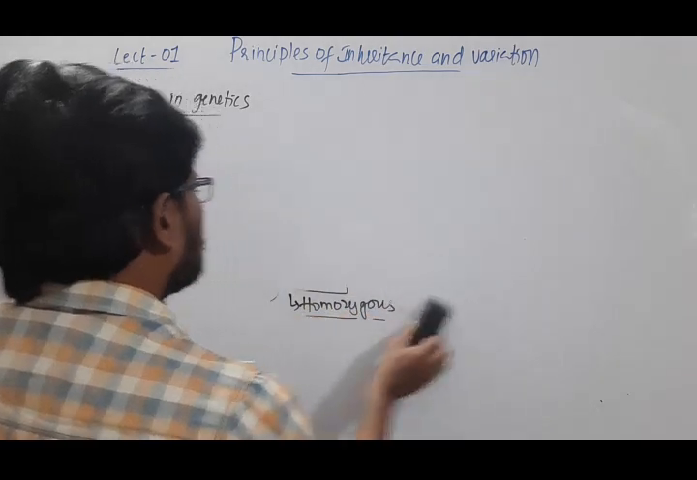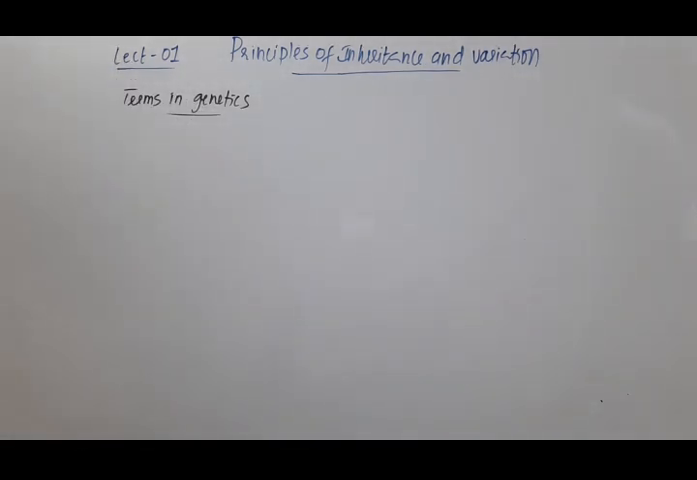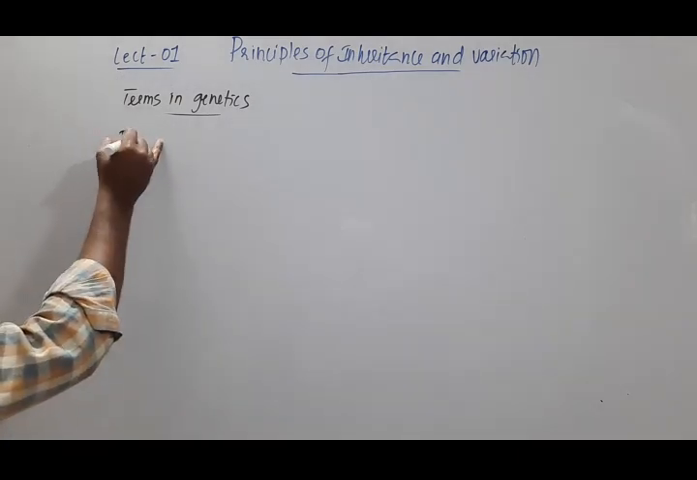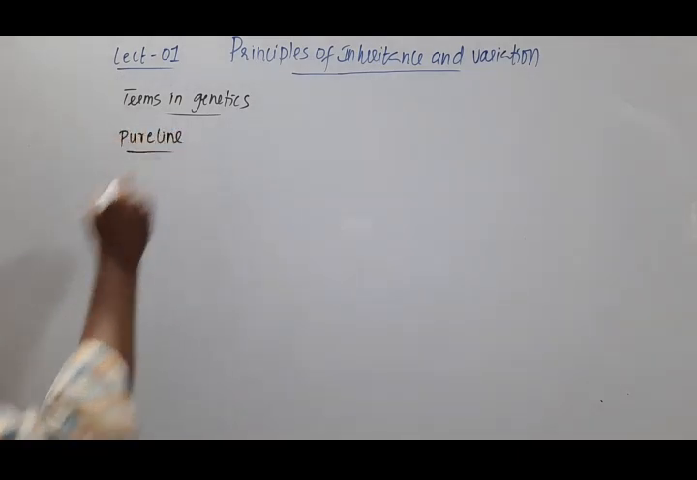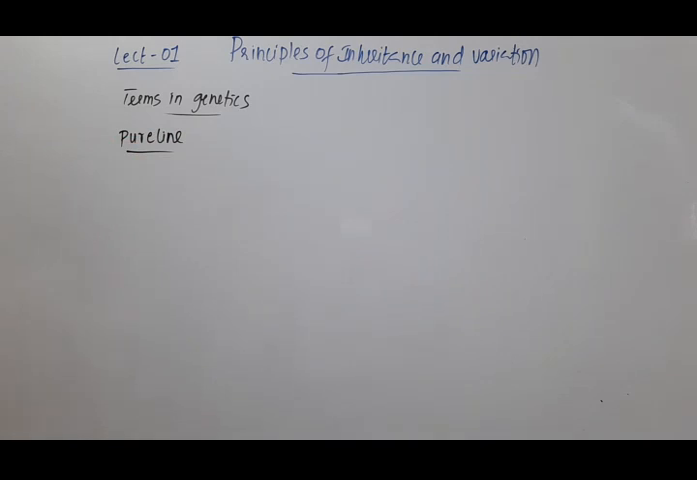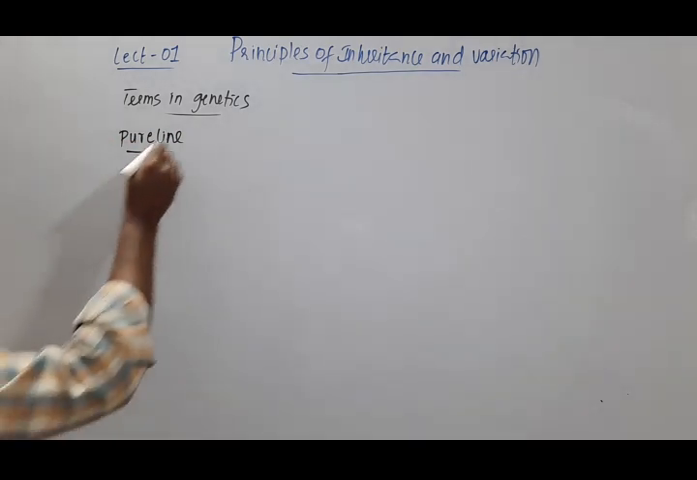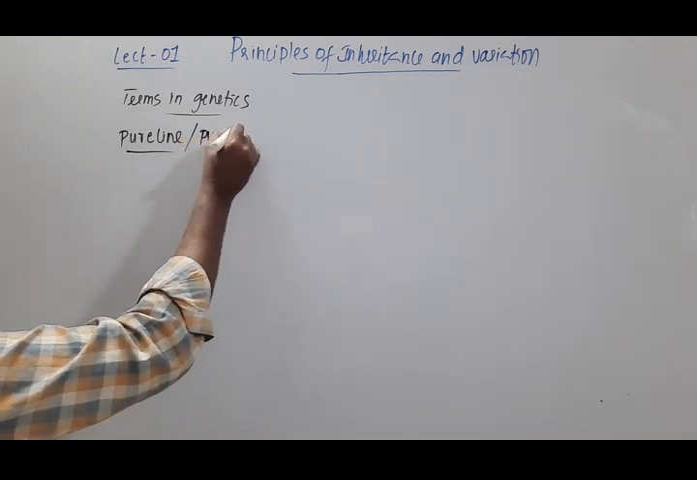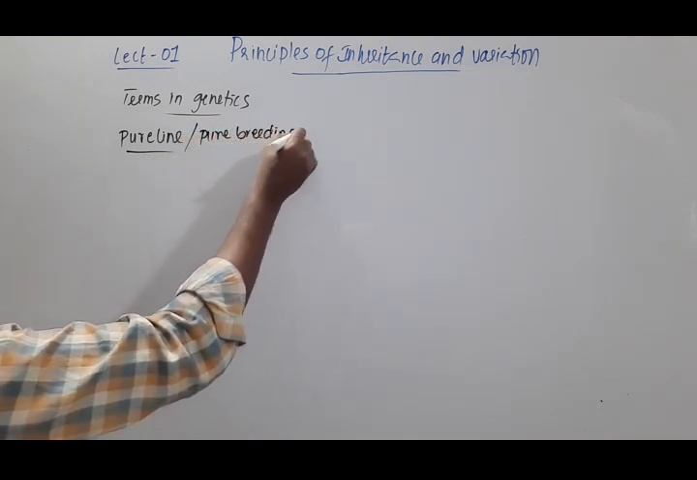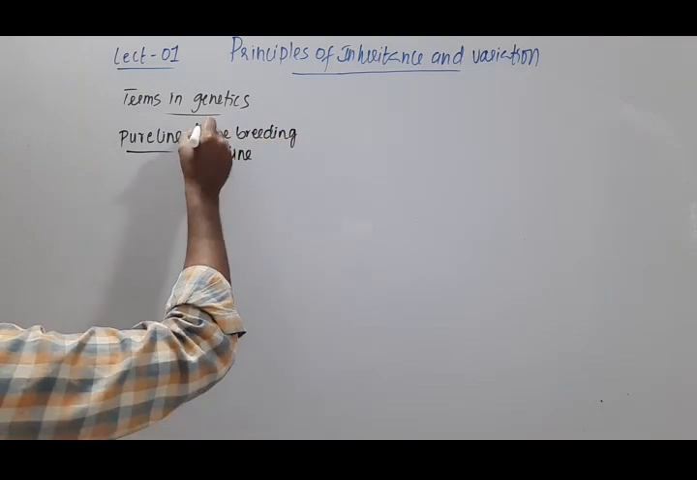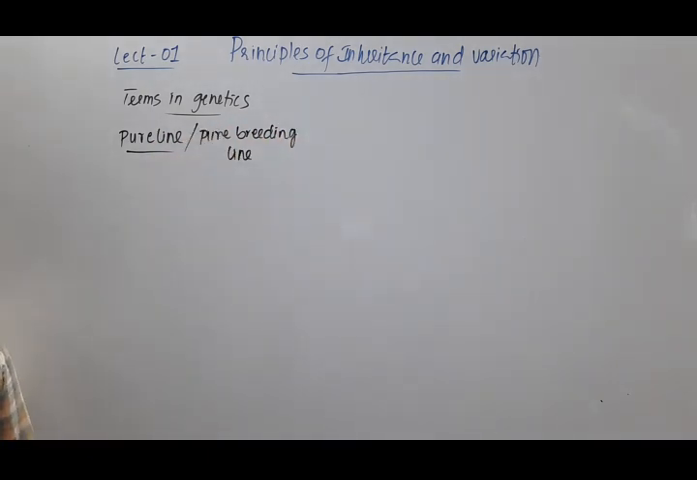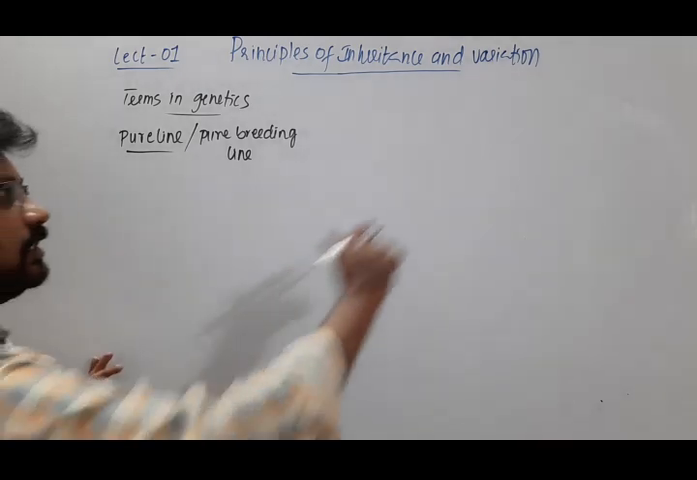Then the next one, we'll see about pure line. I can also call it a pure breeding line. So what is this pure line? This is a strain of individuals homozygous for all genes being considered.